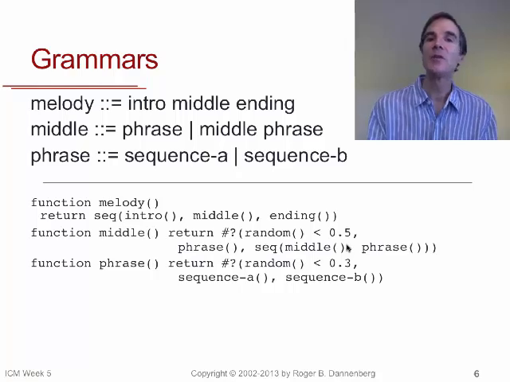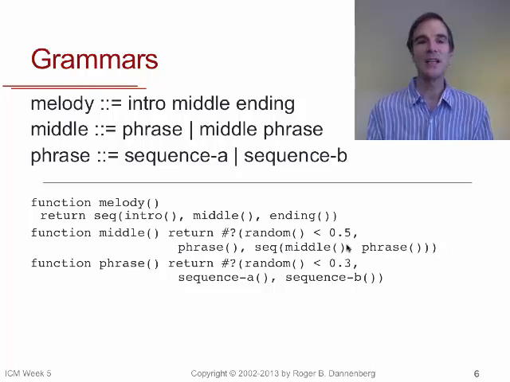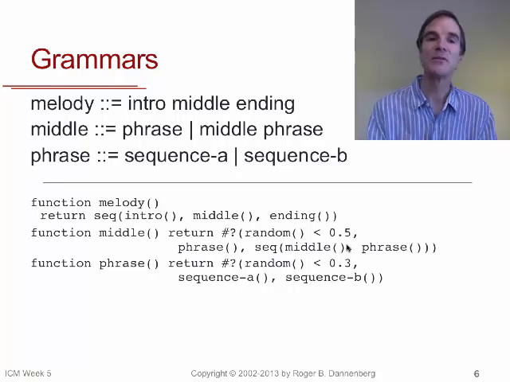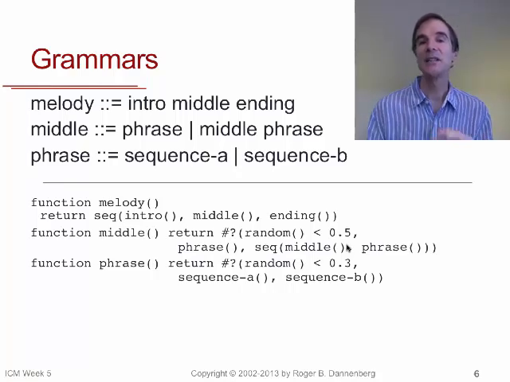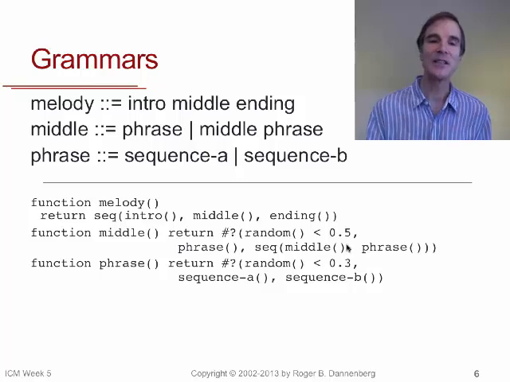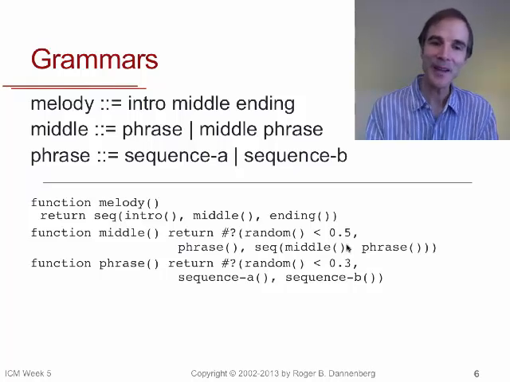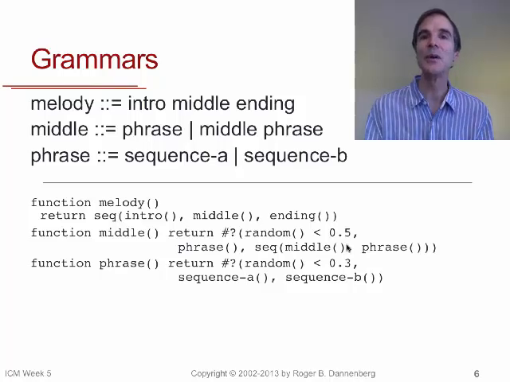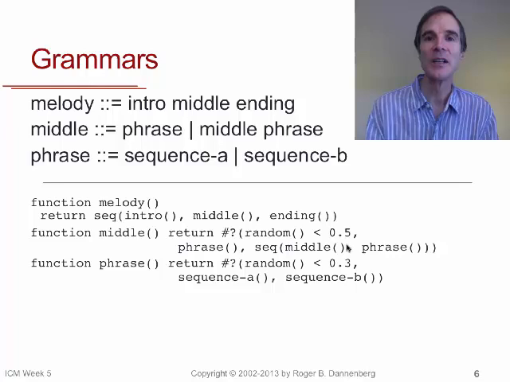So we can make grammars for music. We can say a melody is an intro and a middle and an ending. And what's a middle? It's a phrase, or maybe it's a middle, another middle, and a phrase. So this is a recursive rule. And then what's a phrase? Sequence A followed by a sequence B. We have to define what all these things mean, but this approach can lead us to introducing some recursive structures and generative structures into music.